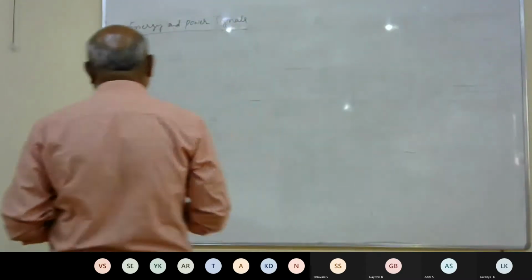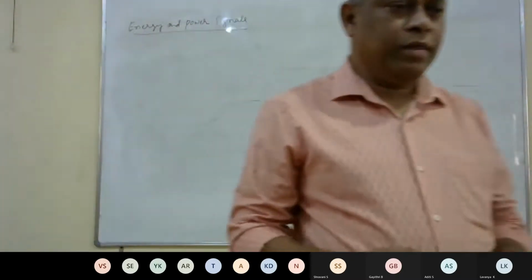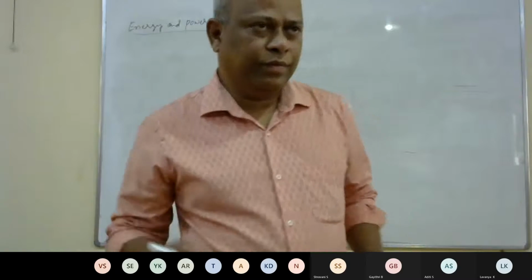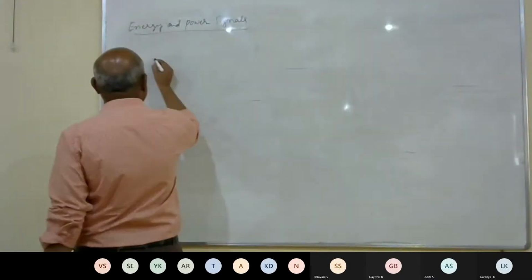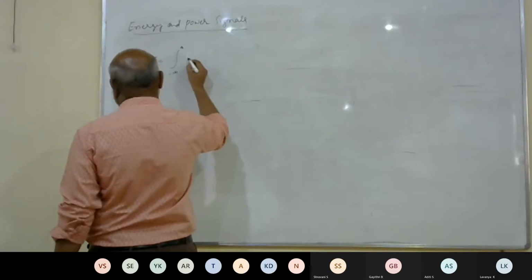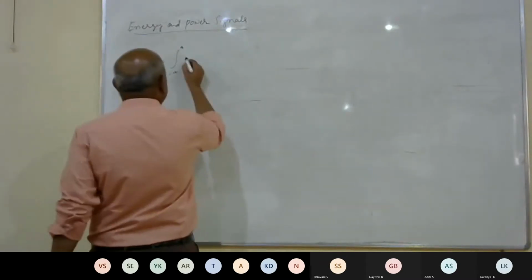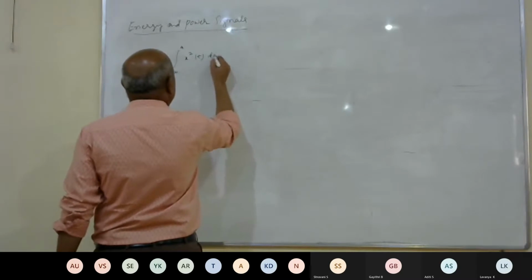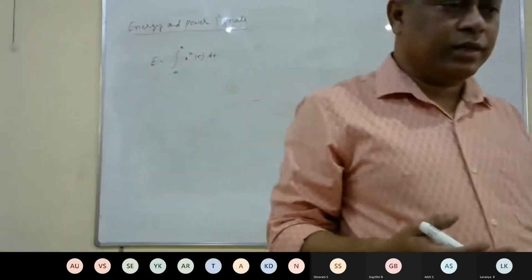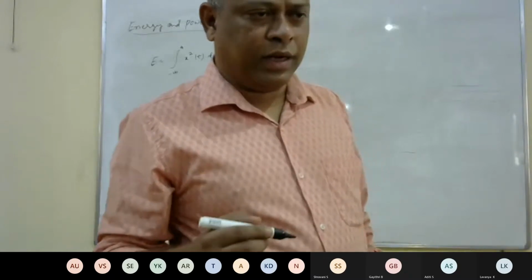Now, any continuous time signal x of t is said to be an energy signal if its total energy is greater than 0 and less than infinity. That is, energy is given by the integration from minus infinity to plus infinity of x square of t into dt. Once you calculate its energy, if this energy is greater than 0 and less than infinity, then the signal is said to be an energy signal.